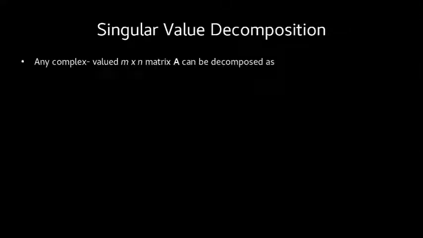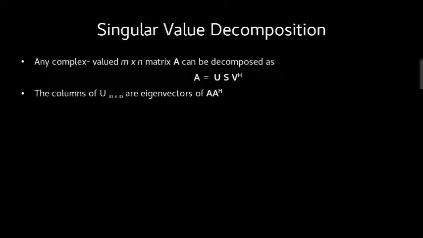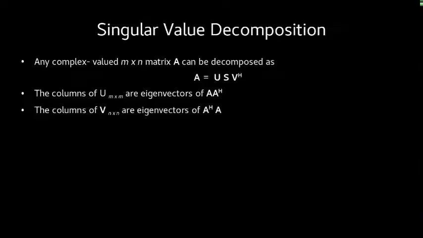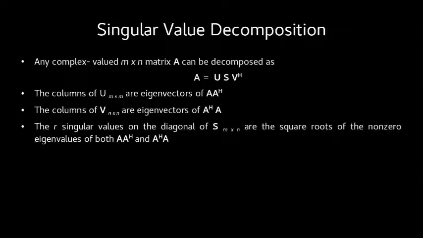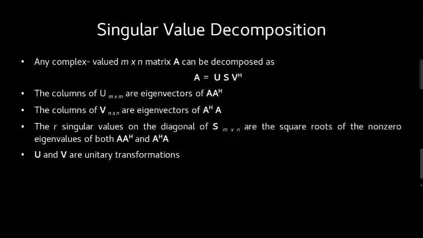Singular value decomposition states that any complex valued m cross n matrix A can be decomposed as A equals U S V Hermitian, where the columns of U, m cross m, are eigenvectors of A A Hermitian, and the columns of V, n cross n, are eigenvectors of A Hermitian A. The r singular values on the diagonal of S, m cross n, are the square roots of the non-zero eigenvalues of both A A Hermitian and A Hermitian A. U and V are unitary transformations.